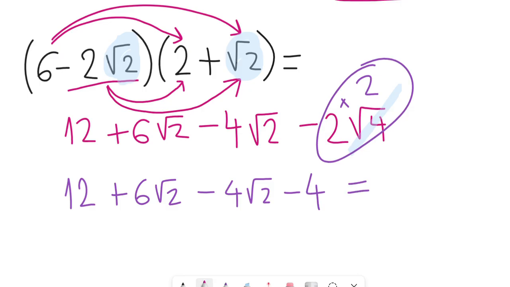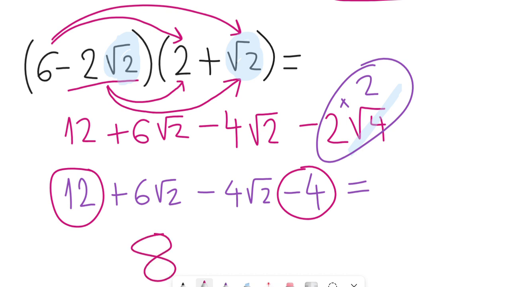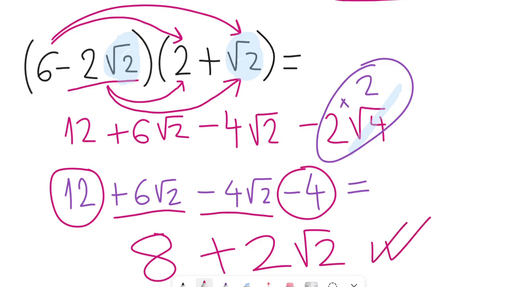Okay, we are almost done. This one is 12, this one is 4. 12 minus 4 is 8. Positive 6, negative 4 is positive 2. That's it. We are done. So we multiply everything by everything, and then in the end we just collect like terms.